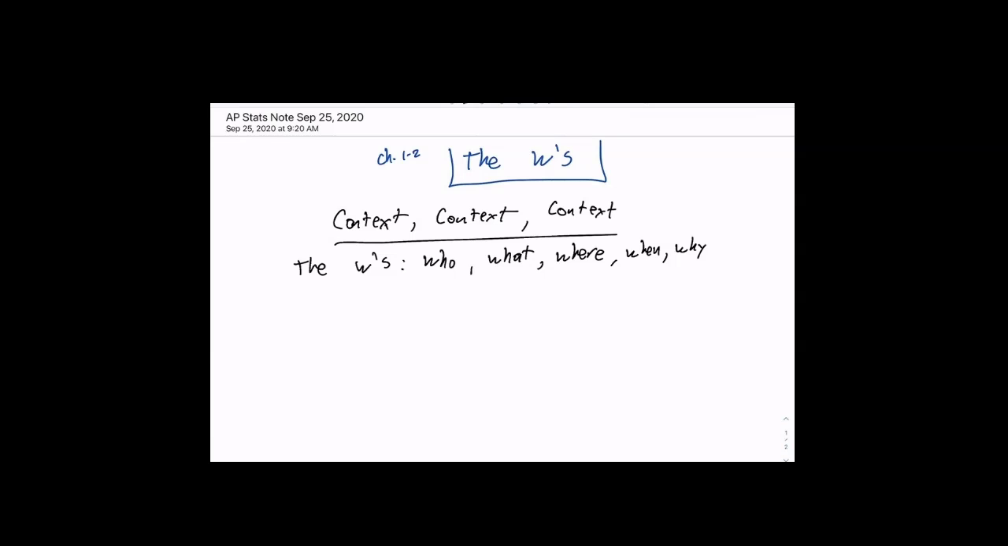And there's actually a fifth one. I know you're like, what? There's the W's, it's not the 5 W's. How. How did they collect this data? This is what you hear a lot from people like Fauci and statisticians. They're asking how. How was this a double-blind experiment, for example? How were the treatments administered? There are a lot of these types of questions of the how.